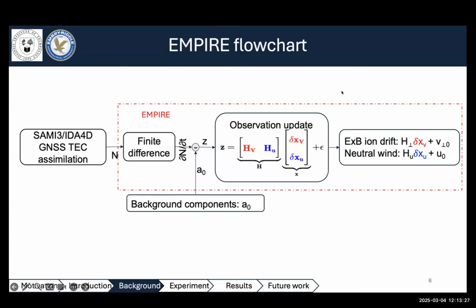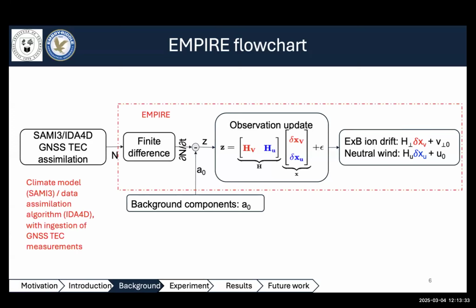So this dashed box shows the major flowchart of the EMPIRE. And the climate model source can be different. Here we use the SEMI3 data and IDA40. And the other climate models that we are using are the horizontal wind model and the MSIS for temperatures.